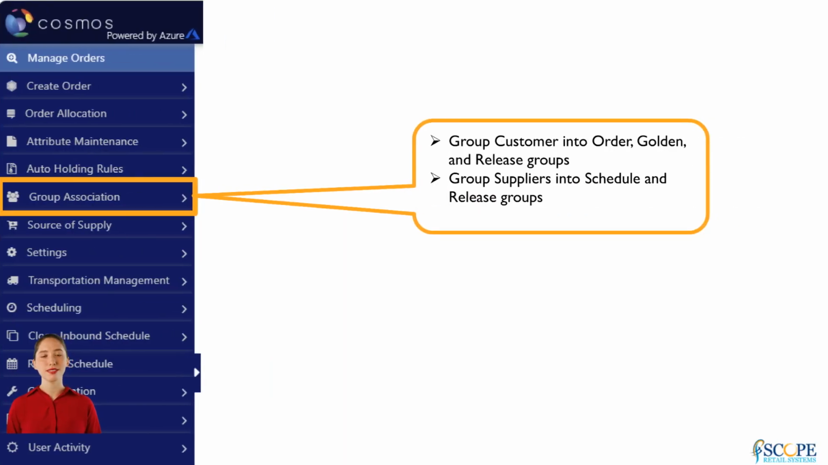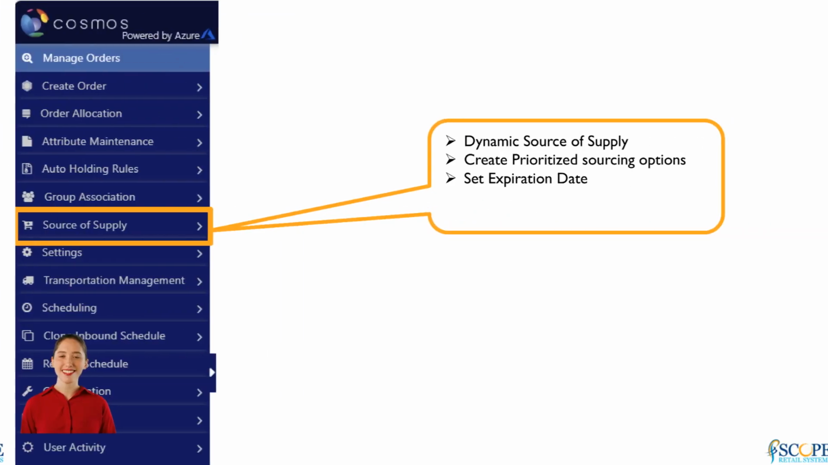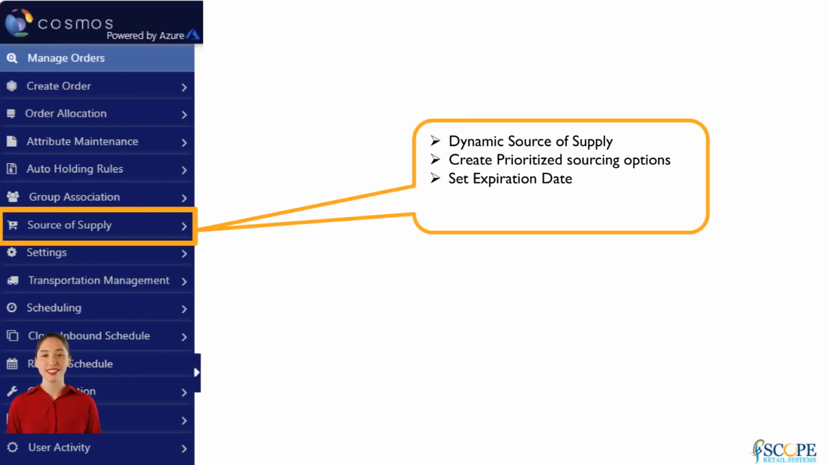Group your customers and suppliers. By grouping similar customers and suppliers into various groups, you can reduce the maintenance overhead. We will cover the group types in upcoming chapters. One of Cosmos's most important features sets it apart from its competitors. We call it DSOS, or Dynamic Source of Supply.